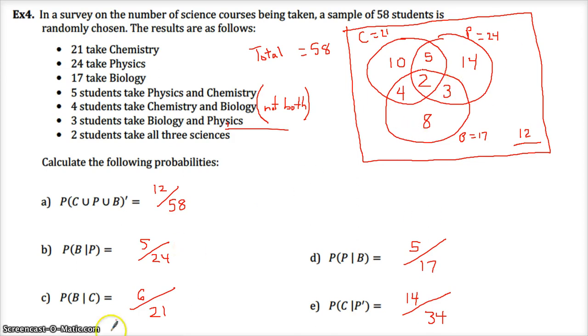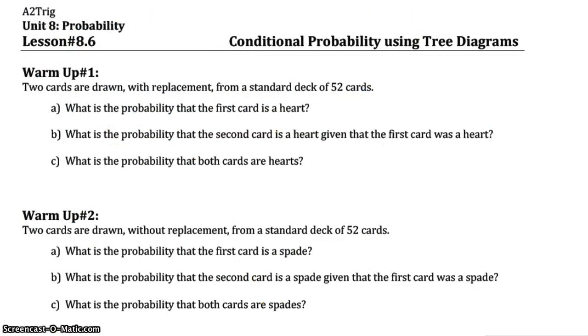Okay, hope you enjoyed that. A 4-set Venn diagram is really hard to draw. It seems like it should be 4 circles just kind of in a square pattern. It's really not. It's a very hard thing to draw, actually.